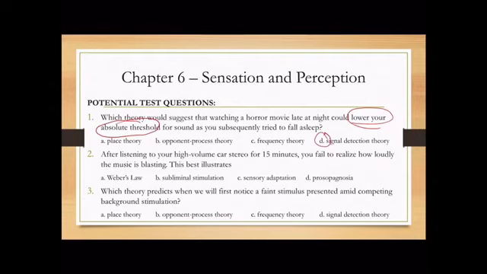After listening to your high-volume car stereo for 15 minutes, you fail to realize how loudly the music is blasting. This is because of sensory adaptation. Which theory predicts when we will first notice? There we go, first noticing is that absolute threshold. A faint stimulus among competing background information. This is, again, signal detection theory.